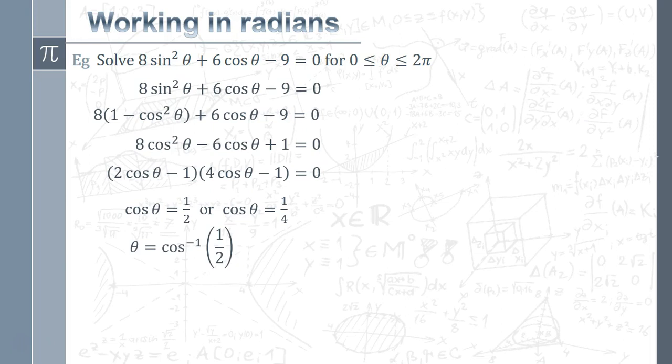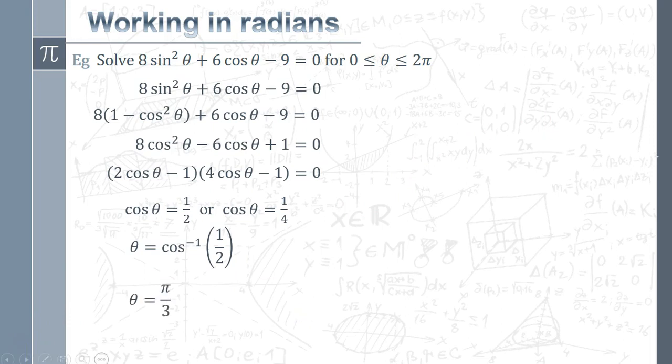So therefore theta is cos to the minus 1 of a half, and at this point you would grab your calculator, and what you need to do is put your calculator into radians mode. So you'll need to figure out how to do that. You'll get at it via the setup menu. And that gives us theta equals pi over 3.